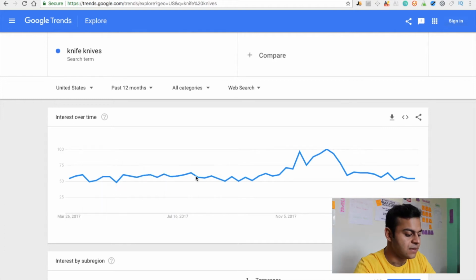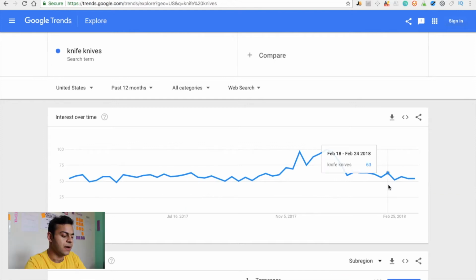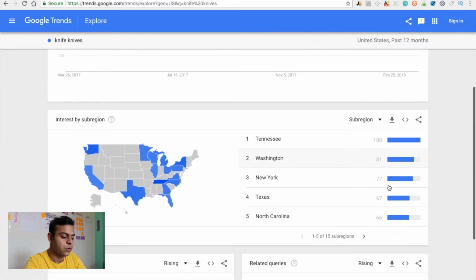So as you can see, this has a considerable good amount of search volume. It's not very high. It is kind of like at a good spot. So that means that it has considerable search volume and search data. Now if you scroll down below over here, it is also going to give you an idea about which regions have the highest search volume.